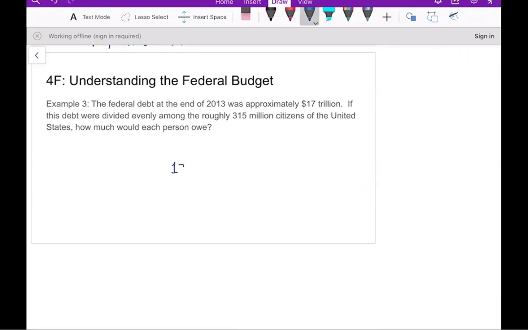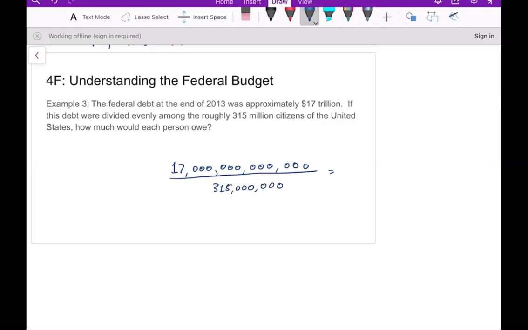So 17 trillion is 17. The next one would be billions, this one would be millions, this is thousands, and this is ones. So it's 17 with 12 zeros after it. It's quite a lot of money. Now we're dividing this by 315 million, so this is just 315 with 6 zeros after it. And if we do this, this would give how much each person would owe if they were to divide the deficit among the citizens.